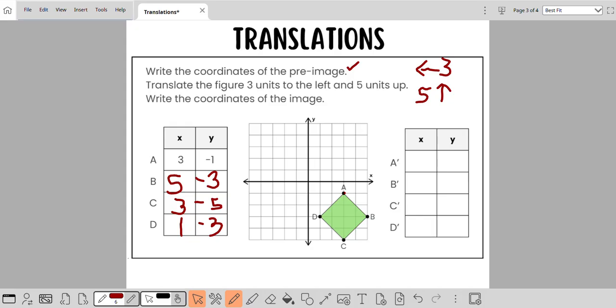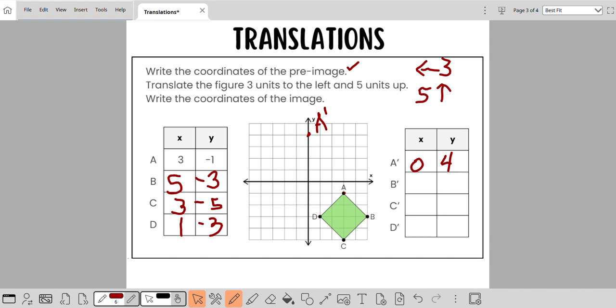So let's start with A and find A prime. Remember, we're going to be doing two things. Left 3, up 5. So left 3, 1, 2, 3, up 5, 1, 2, 3, 4, 5. Right here is going to be where my A prime is, and that point is (0, 4).